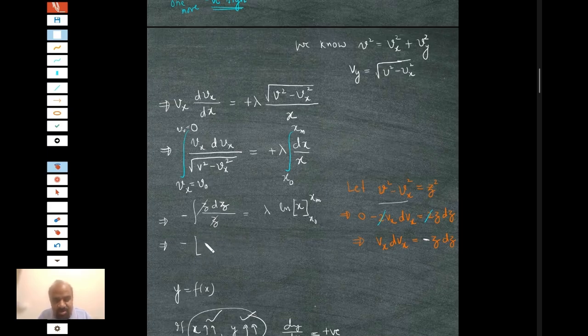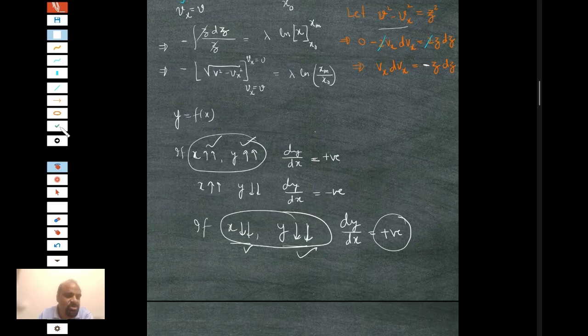So z will be under root v square minus vx square, and now we have to put the limit of vx. Vx initially was v. Again, there is no need to call it v naught, because it was not v naught in the question if you read it again. And finally this vx will become 0, and here you'll have ln, and upper limit minus lower limit means xm by x naught. See, this minus should not have been there. This minus, we have to make it positive. Only then we can perform this integration, and I told you the reason. So let me get rid of this part.